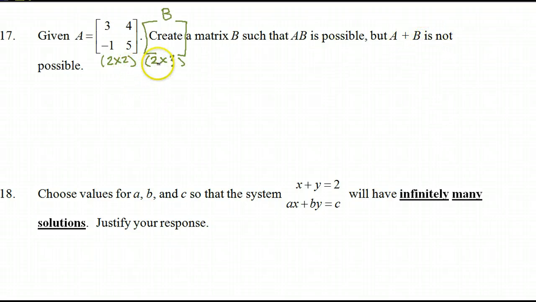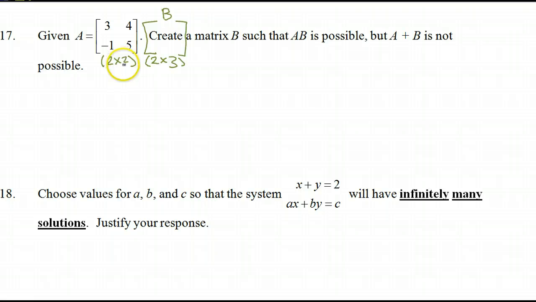Alright, so in order to be able to add A plus B, the dimensions would have to be exactly the same. So I would need a 2 by 2 matrix. So it sounds like if I do 2 by anything else, it will fit the criteria. So for example, I could just make this a 2 by 3 matrix. Or it could have been a 2 by 4 or 2 by 5. Alright, anything other than a 2 by 2. It had to be 2 by something.